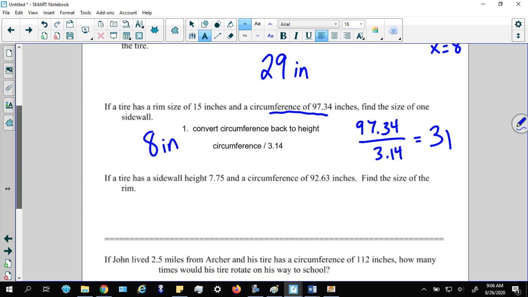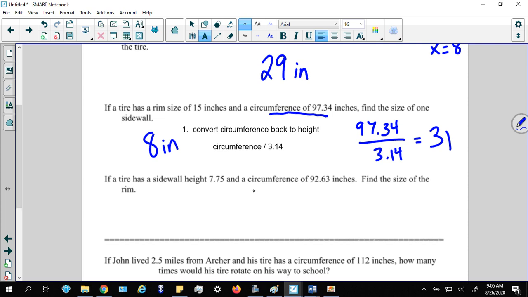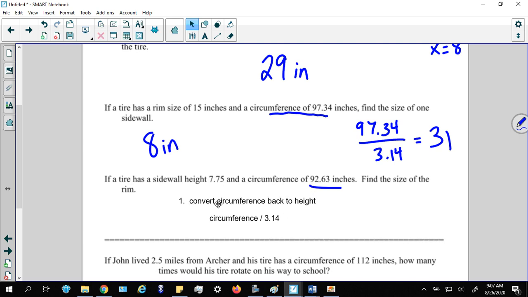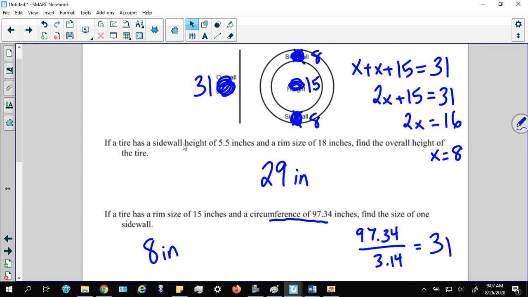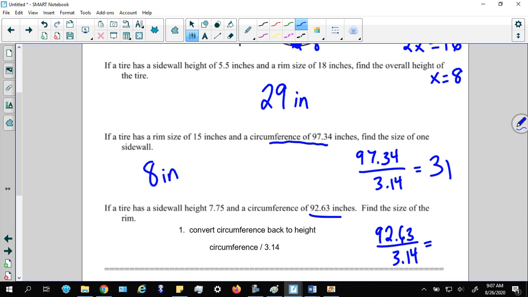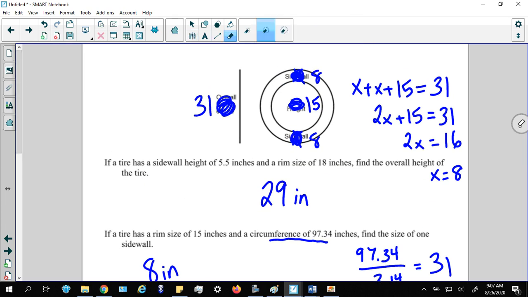Now lastly, if a tire has a sidewall height of 7.75 and a circumference of 92.63, find the size of the rim. Again, with these types of questions where you're asked to find the sidewall or the rim, you still have to use the first step, which is to convert the circumference back to height. So I'm going to take 92.63 and divide that by 3.14, and I get 29.5 inches.